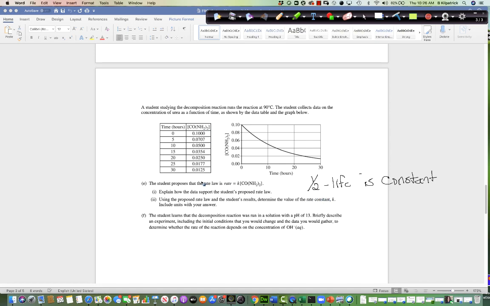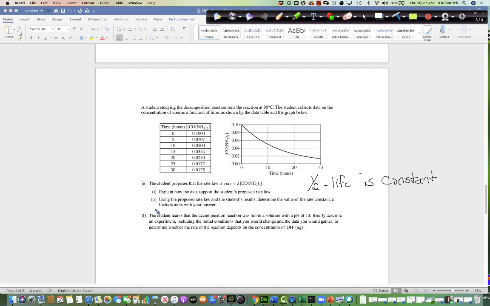Take the natural log of these numbers. Are they going down or up by the same number every single time? That means it's first order. Or you can graph it, and when you get a straight line, it's first order. Or you can look at the half-life. The half-life is constant every 10 hours. So every 10 hours it goes down by half. So that's what half-life is, remember? So you could have used either explanation for that.